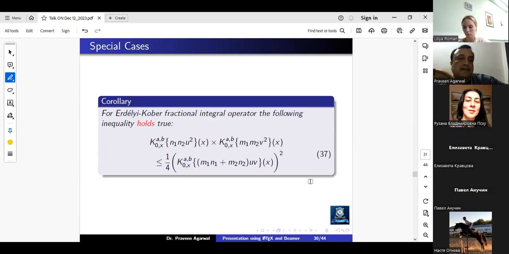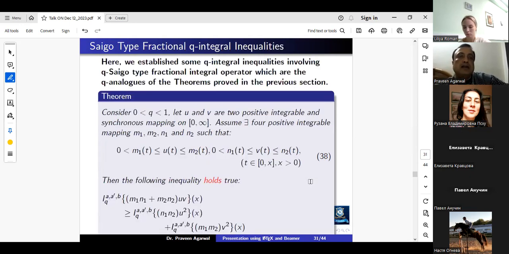Now, the Saigo type fractional q-integral inequalities. Here we establish some q-integral inequalities involving the q Saigo type fractional integral operator, which are the q-analog of the theorem proved in the previous section. Now, consider q greater than 0 and less than 1.